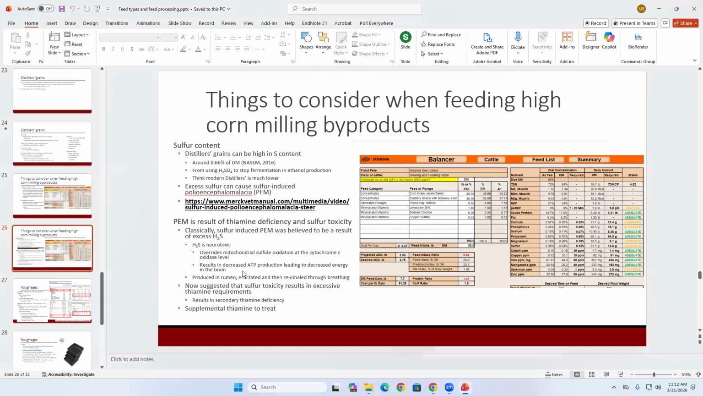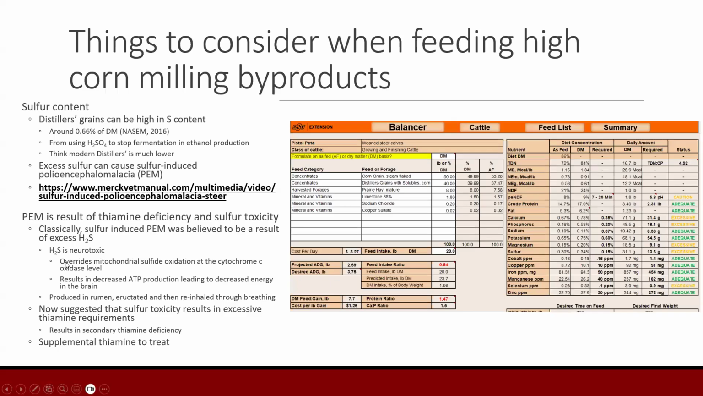Okay, I think maybe Thursday I have some slides on this some more, but just to kind of set the stage, sulfur-induced PEM has been suggested to arise 2 ways. Okay, the first, excess sulfur goes to the rumen. Rumen microbes convert that to H2S, hydrogen sulfide. Okay, so this H2S is a neurotoxin.